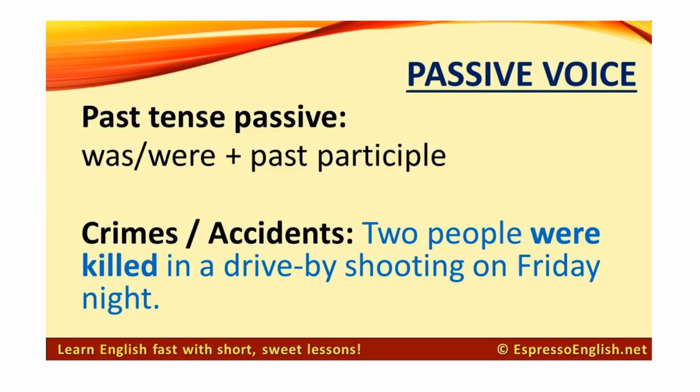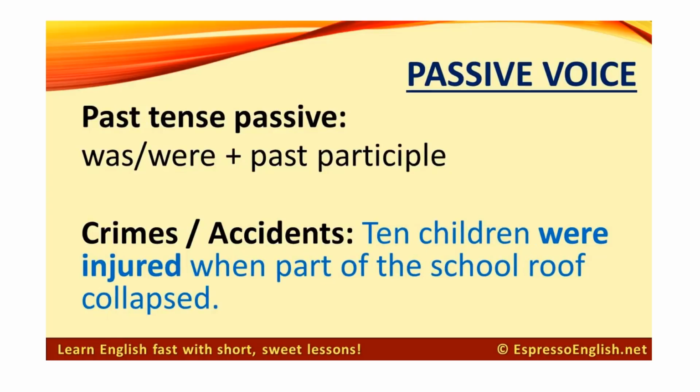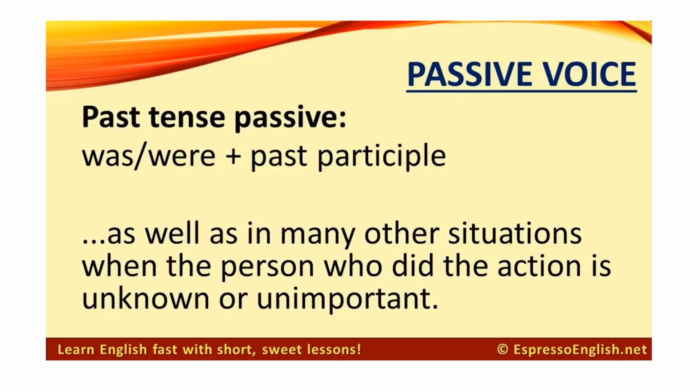For example, 2 people were killed in a drive-by shooting on Friday night. 10 children were injured when part of the school roof collapsed. As well as in many other situations when the person who did the action is unknown or unimportant.